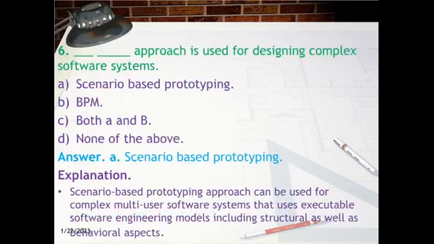6. Which approach is used for designing complex software systems? A. Scenario-based prototyping, B. BPM, C. Both A and B, D. None of the above. Answer: A. Scenario-based prototyping. Explanation: scenario-based prototyping approach can be used for complex multi-user software systems that use executable software engineering models including structural as well as behavioral aspects.